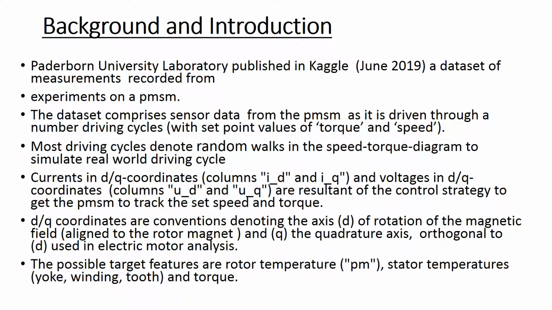From the data sets, one can gather that the possible target features are rotor temperature, stator temperature, and torque. The rotor is simply the rotating part of the motor, and the stator is the stationary or the frame part of the motor that is inside the motor housing or the frame.